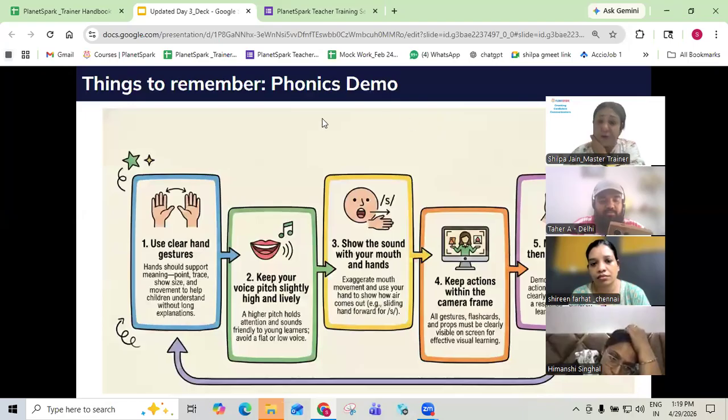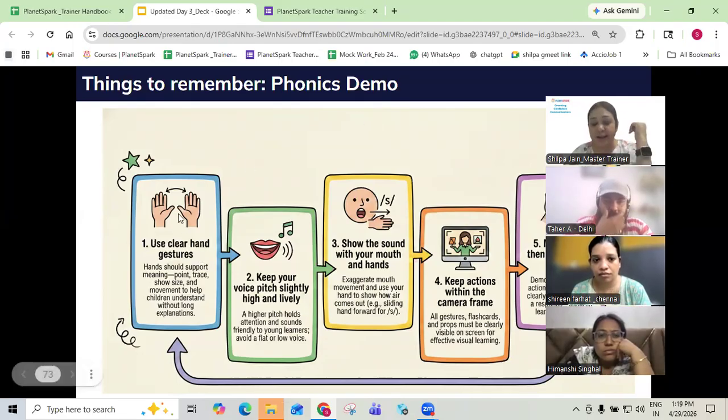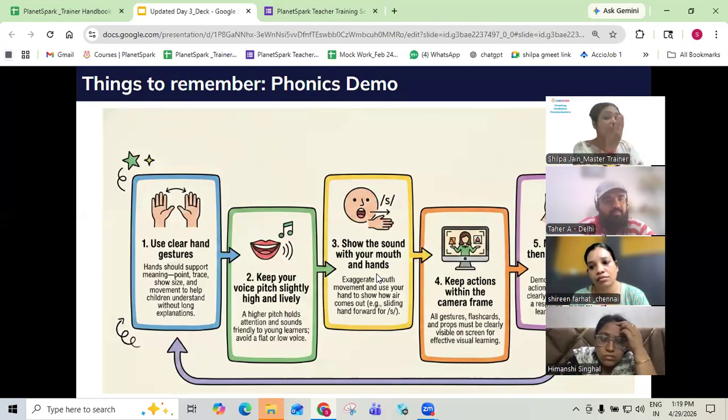Now, a few things to remember in a phonics demo class. If ever you pick a phonics demo, there would be a separate category and you will be trained on that. But there are a few things that you have to remember. In a phonics demo, you always have to use very clear hand gestures. You have to keep your voice pitch a little higher than in normal classes. You have to show them the sound with the mouth and hands, like for the H sound.